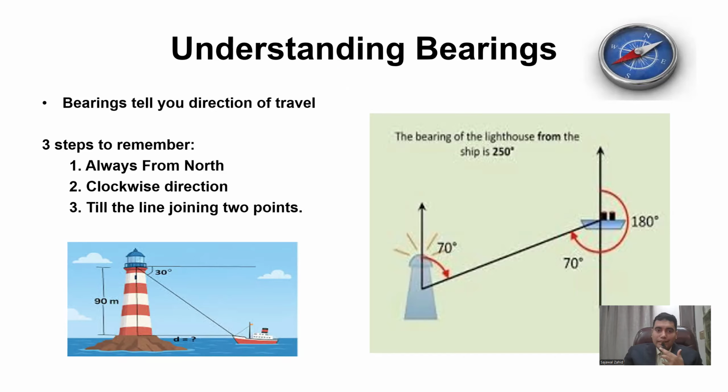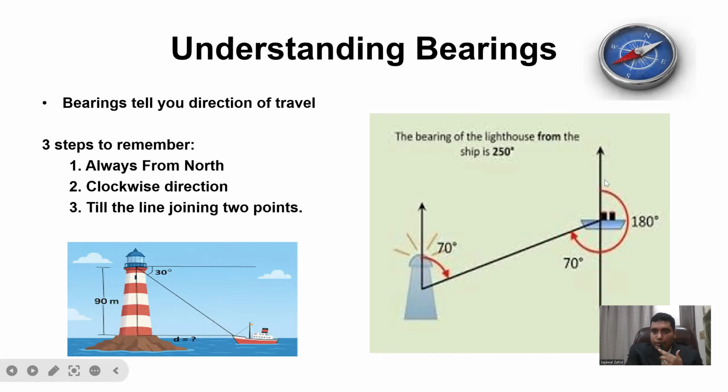Okay. Then the angle. Bearing is basically an angle. An angle can be measured in a clockwise direction or in an anti-clockwise direction. Okay. So we pick and keep fixed the clockwise direction. So whenever you are measuring the bearing, which direction will you choose? Clockwise from the north. However, where do we stop? We stop when we reach the line joining the two points or the two places. For example, on the right, there is a line connecting the lighthouse and the ship.